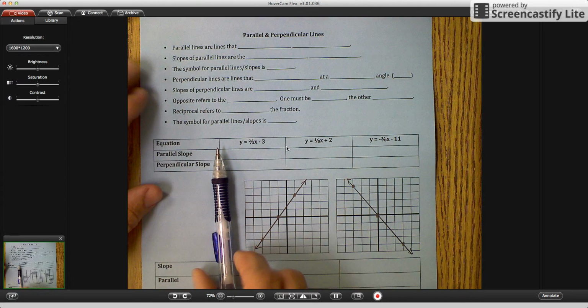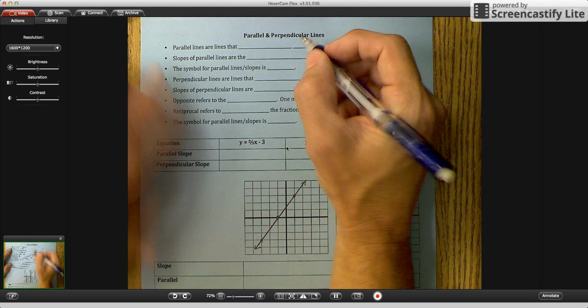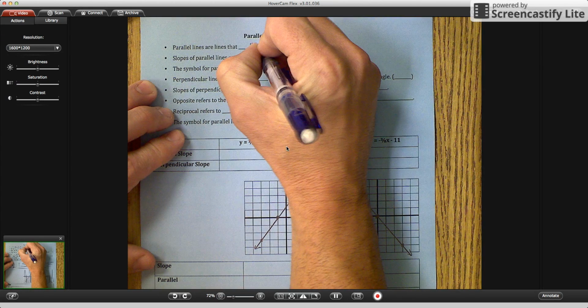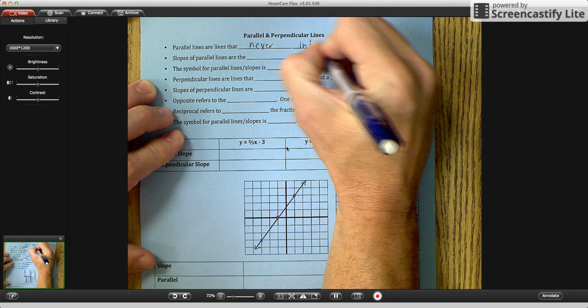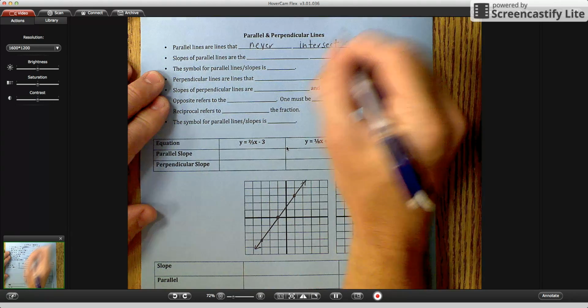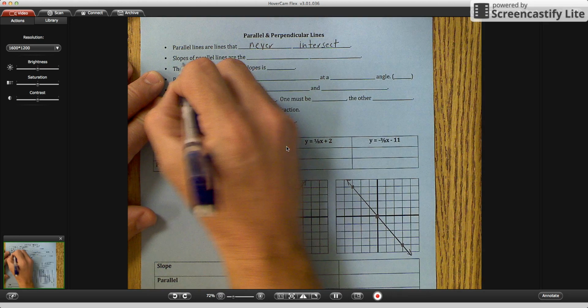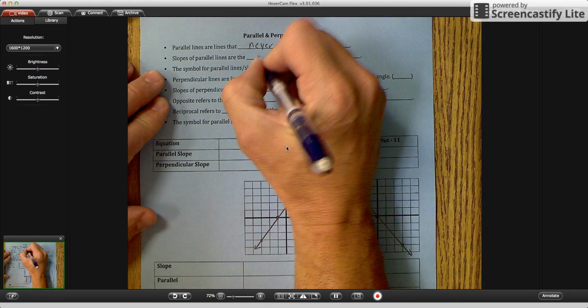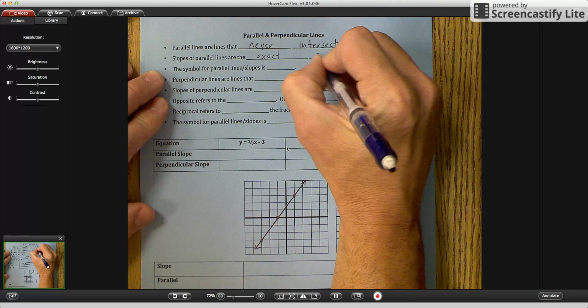So it talks about parallel lines, and the first statement says parallel lines are lines that never intersect. What that means is that they never cross. Slopes of parallel lines are the exact same.